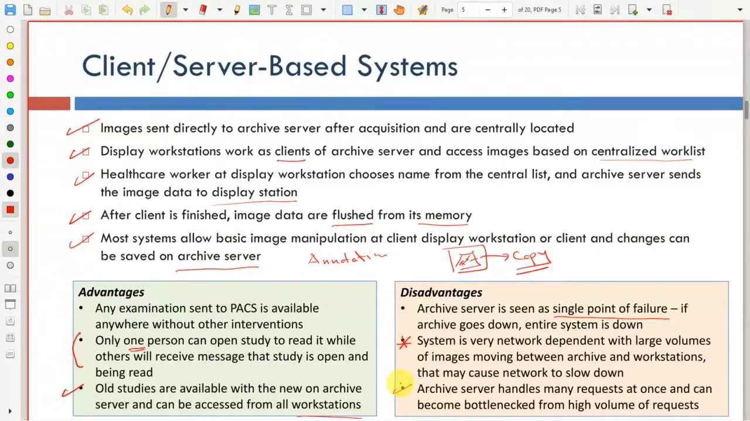But if you have a proper design and you have multiple archive servers working together, you might actually be able to solve this problem. There are some very neat designs that would allow you to do that. You might have multiple archive servers, but to the modalities and to the workstations, they still look like one server. They have load balancing or load distribution between them so that you can effectively handle many requests and not have a bottleneck.